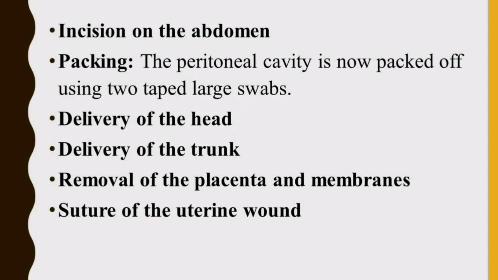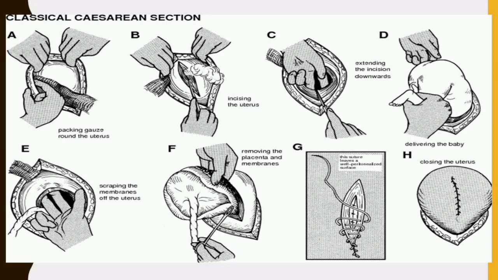Then the delivery of the head, delivery of the trunk, removal of the placenta and membranes, and suture of the uterine wound. This is the overall procedure in short. With the help of the picture you could see, the first one is showing packing gauze around the uterus, the second one is incision of the uterus, the third one is extending the incision downward, then delivering the baby, then scraping off the membranes of the uterus and clearly removing the placenta and the membranes, and at the last, proper suturing and closing of the uterus is done.